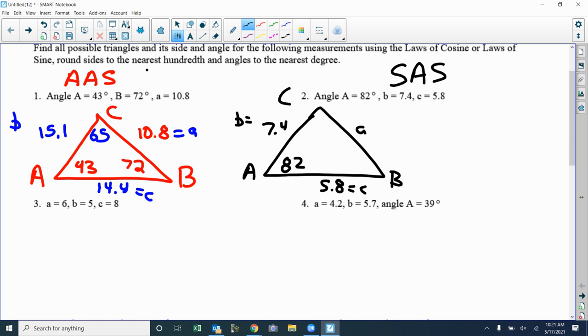This is side angle side, so I have to use law of cosines. I've got to solve for side A, so I'm going to use that top formula right there. Remember that is going to be, no, this is wrong, huh? I got this one messed up already, how about that? Sorry, everybody. I have a tendency to do that.